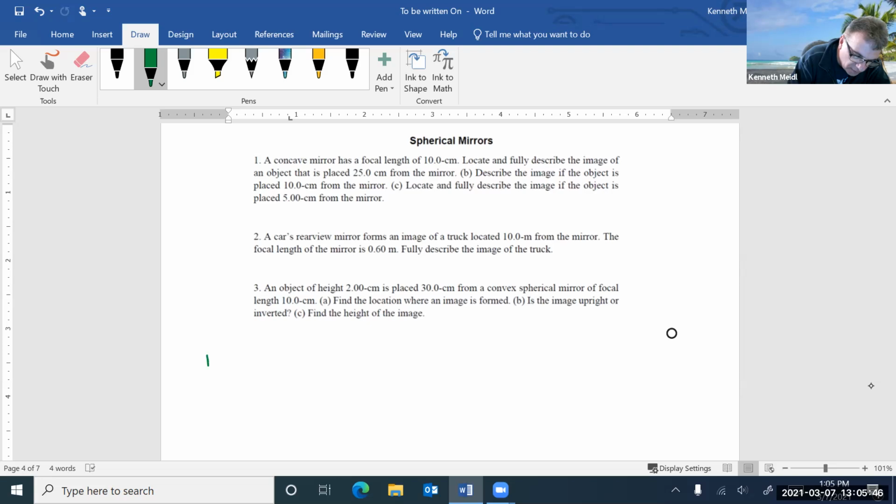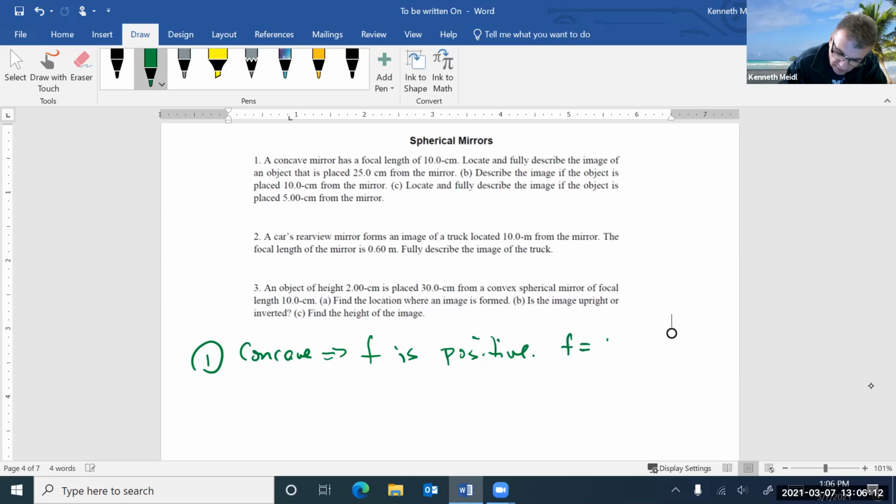So I'm just going to start here with number 1. It says a concave mirror. That's important, because now I already know that the focal length is positive. For a concave mirror, the focal length is positive, and the focal length is 10 centimeters, so it's going to be plus 10 centimeters. Locate and fully describe the image of an object that is placed 25 centimeters from the mirror.